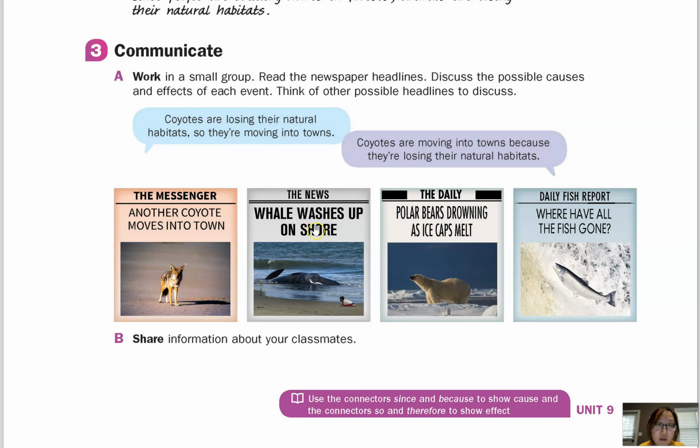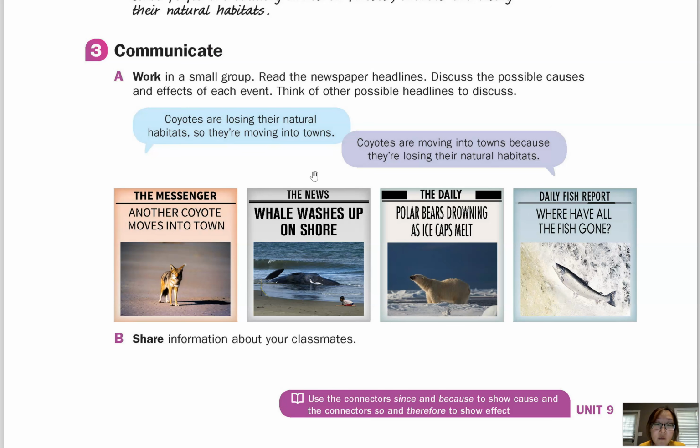So anyway, again, we can say whales are washing up. So you also can notice that we use present continuous tense because this is a continuing occurrence. It's a continuing event. So coyotes are still losing their natural habitats. Whales are still washing up on shore. So we can say whales are washing up on shore because of sonar confusion.